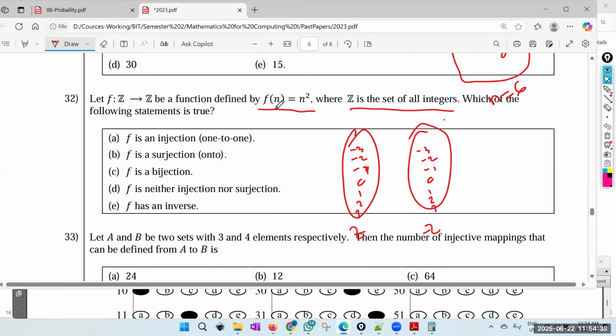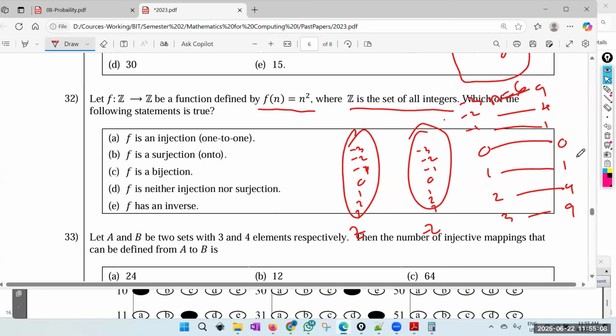And the function f(n) is n squared. So that means 0 is mapped to 0. 1 is mapped to 1. 2 is mapped to 4. 3 is mapped to 9. -1 is mapped to 1. -2 is mapped to 4. -3 is also mapped to 9 and so on. Okay.